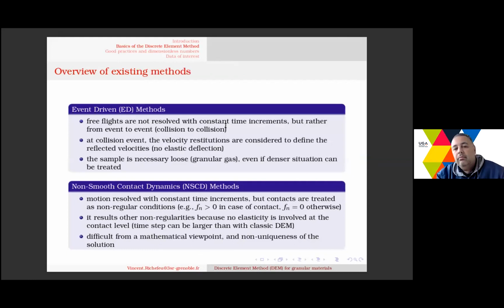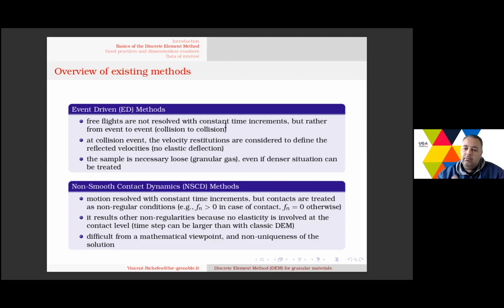But there are other methods than what I call DEM. I can say a few words about them. First, the event-driven methods, where we compute the free flight of each particle. If we know the velocity of a particle at a given time, we know the entire trajectory. So we can compute it.